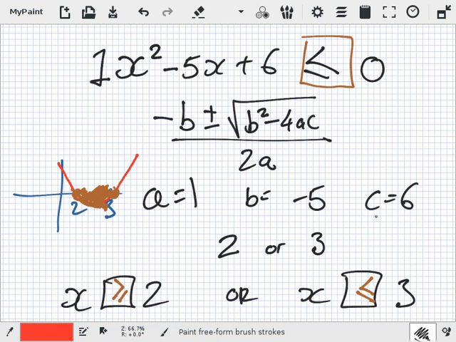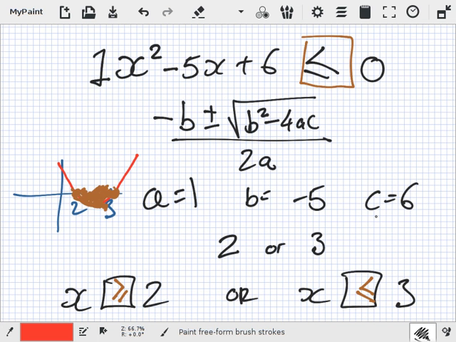You wrote this down, but you didn't draw my nice little picture. And the picture is critical for this. Okie dokie, do we have this?